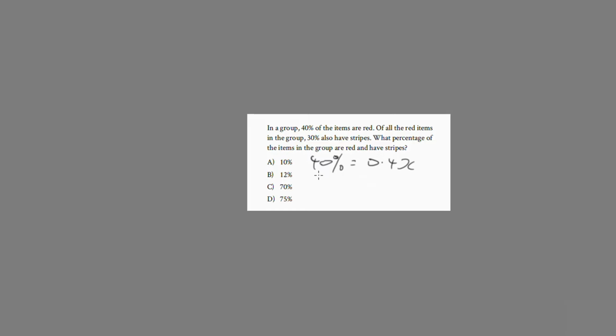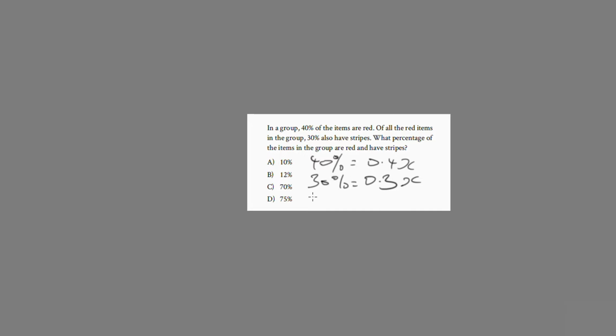Now 30% is 0.3. 30% of the red items have stripes. So what percentage of the items in the group are red and have stripes? That's 0.3 of the red items as well. Okay, so I'm now looking for what percentage of the items in the group are red and have stripes.